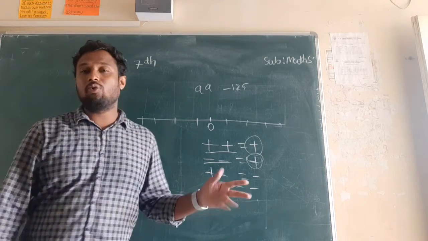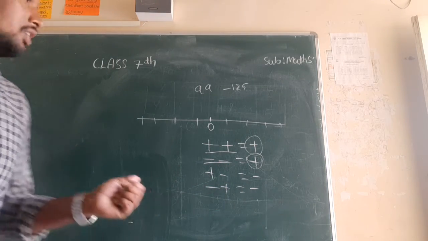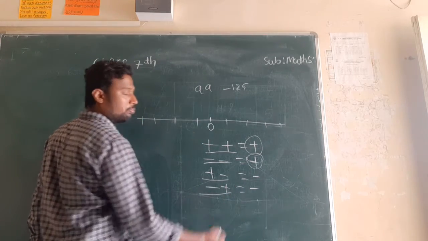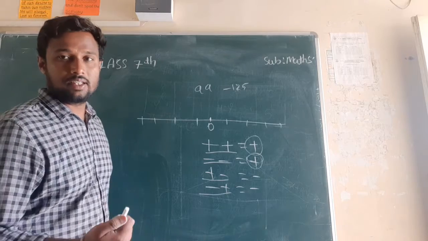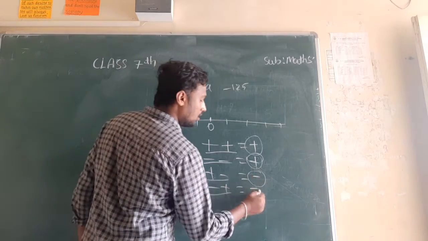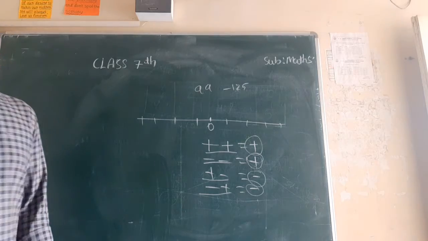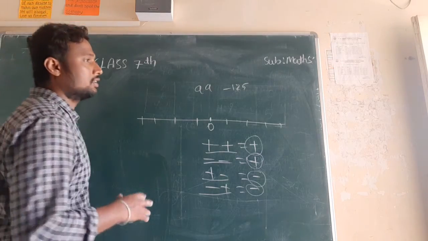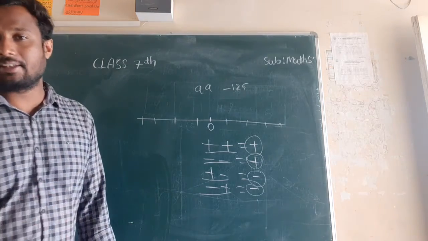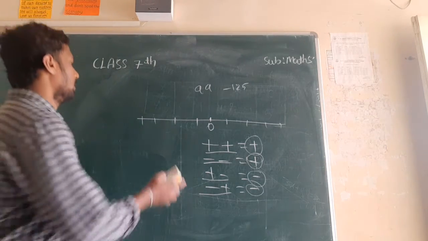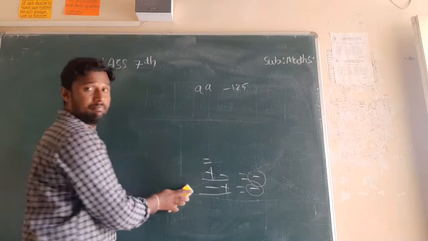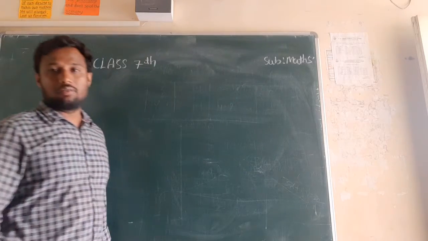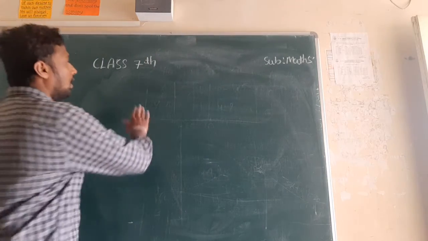And when you get two different signs, you will always get minus only. Here you can see plus into minus, minus into plus. When there are different signs, always you will get minus. So it is very easy to understand. By using this, now we will start calculating on integers. And we will compare that with the number line answer, whether we will get the correct answer or not.